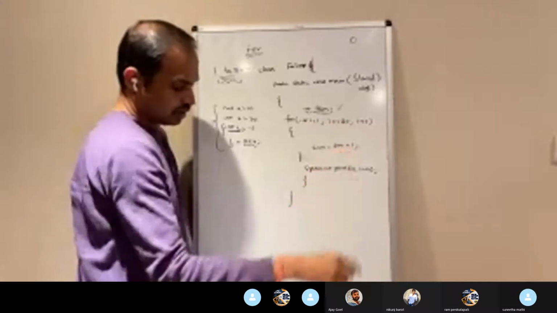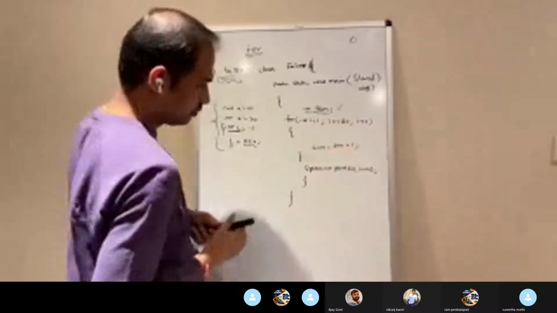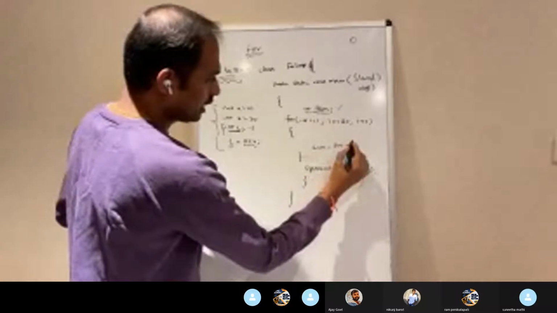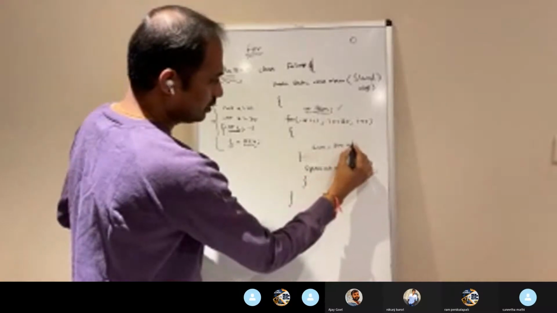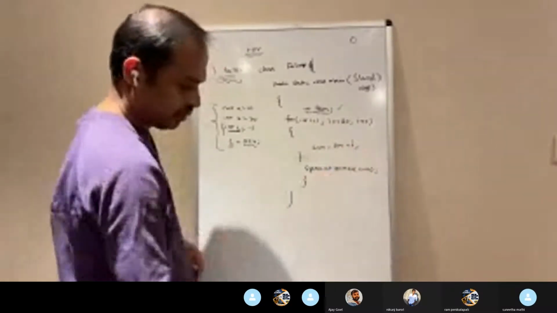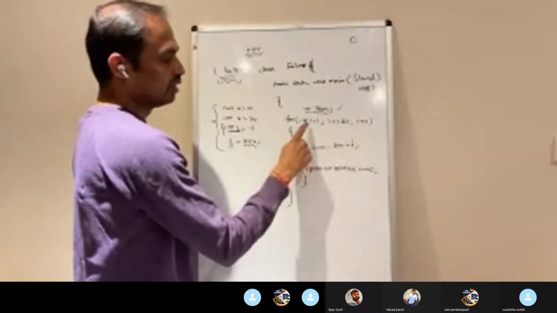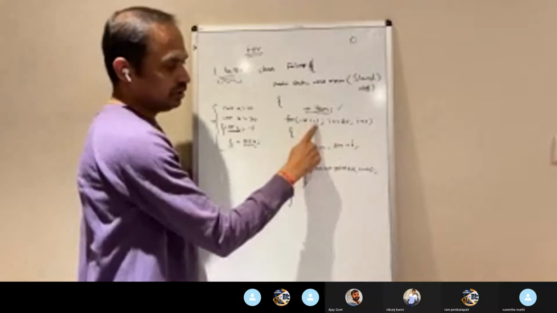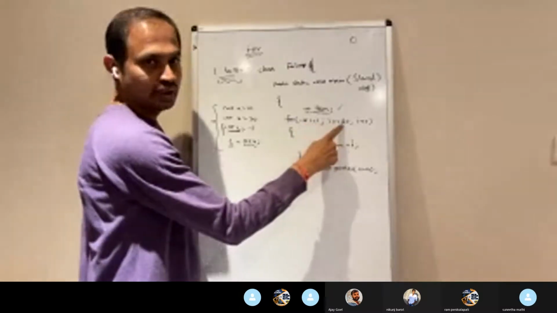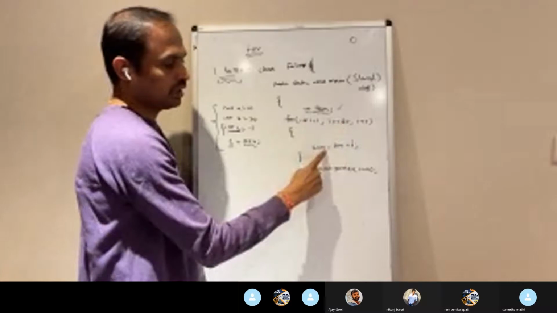Sorry, sum plus x. Not x, sorry, sum plus I. Because we are printing the I, right? We are adding I. So I is equal to 1. 1 less than or equal to 20. Is it true? Yes. It will come here.